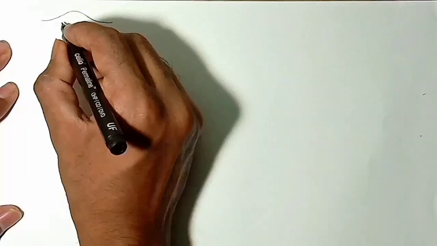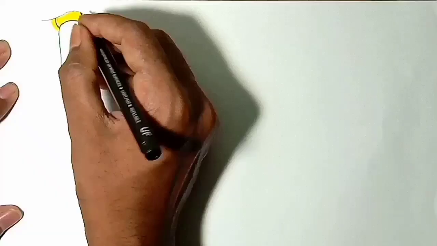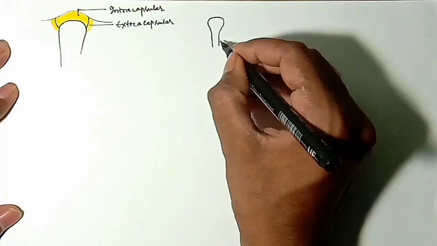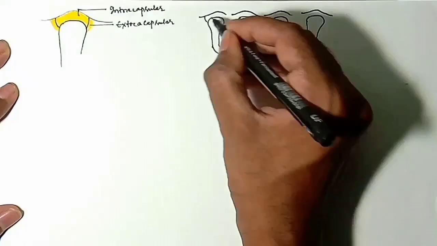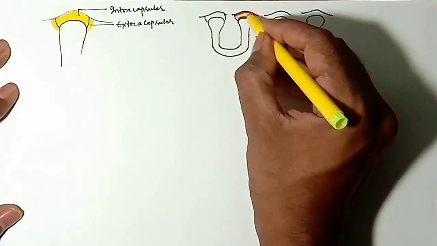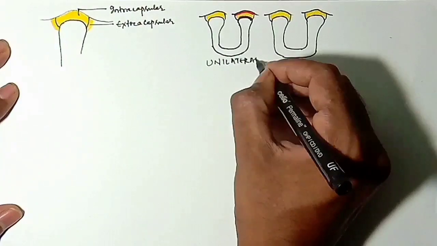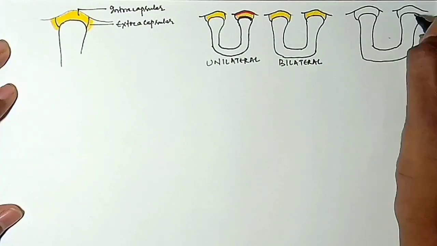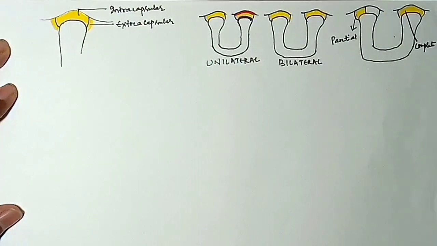The second classification we can get is intracapsular or extracapsular, that is inside the capsule or outside the capsule. The third one is unilateral or bilateral, that is whether it affects one side of your face or both sides of your face. And the last one is partial or complete, that is whether it has affected the total capsule or has some partial effect.